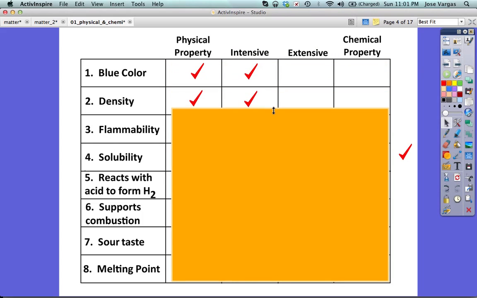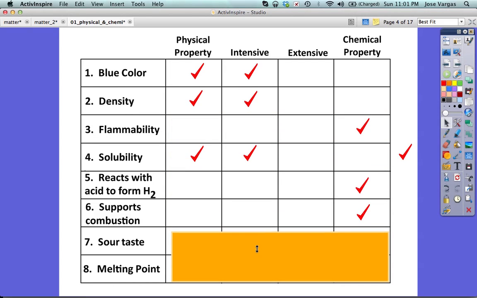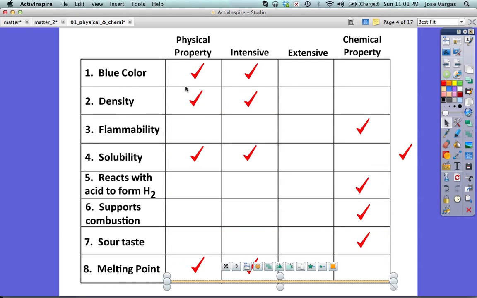Okay, so as we can see here, blue is a physical intensive property, density is the same thing, solubility, and melting point. They are physical, describing, and we can use them to identify our materials, and they're all intensive. It doesn't matter how much we have of them. For example, the density of an apple: if we cut an apple in half, both halves are going to have the same density.